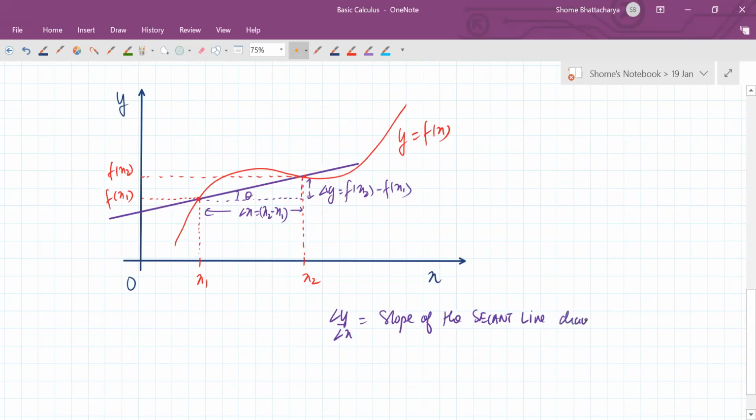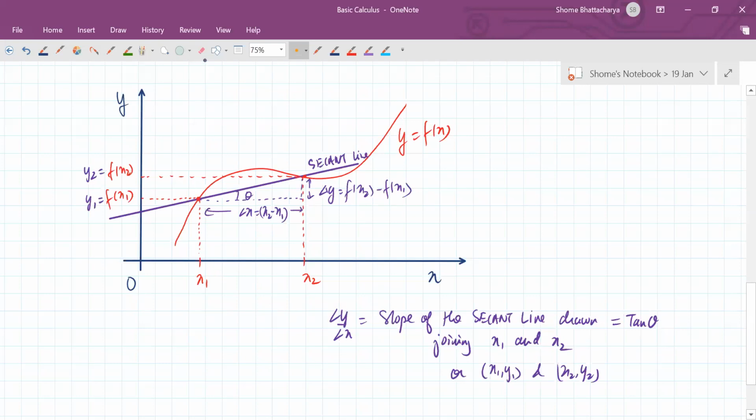drawn joining x1 and x2, or you can say joining the points (x1, y1) and (x2, y2). So it is tan theta for this particular line. This one is called the secant line, and this is our y2, and this is our y1. So that is the geometrical interpretation. In our physics application, both things are important: the algebraic interpretation as well as the geometric interpretation.